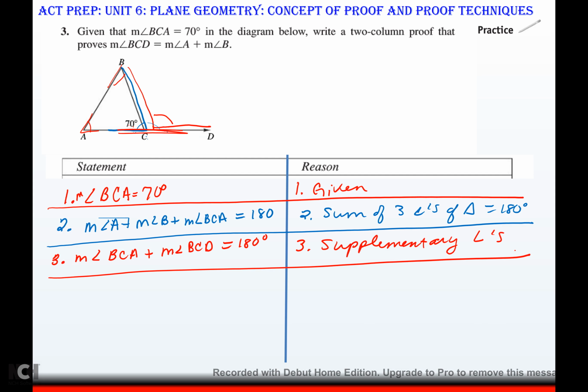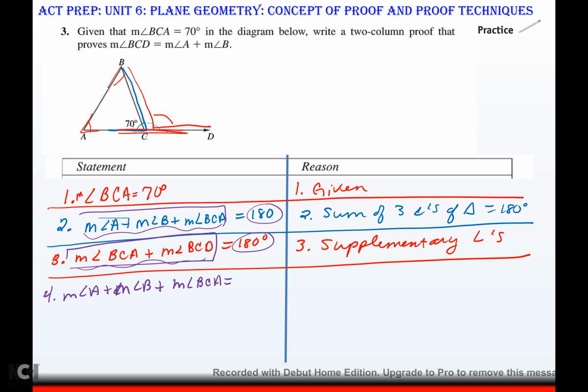Okay, so now what I can say, interestingly, is, you see how I'm saying that both of this is equal to 180 and this is equal to 180? Well, then by substitution, this quantity, the measure of angle A plus the measure of angle B plus the measure of angle BCA has to equal this box. I don't have room. Darn it. Let me see if I can write smaller.